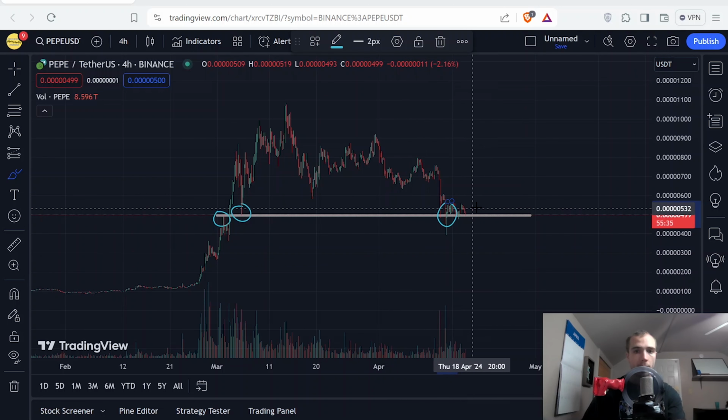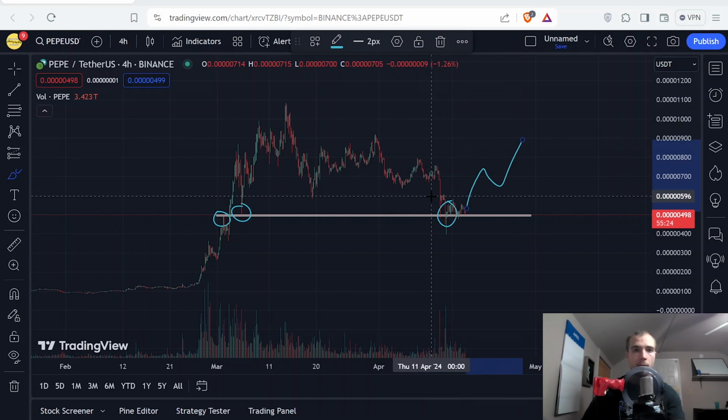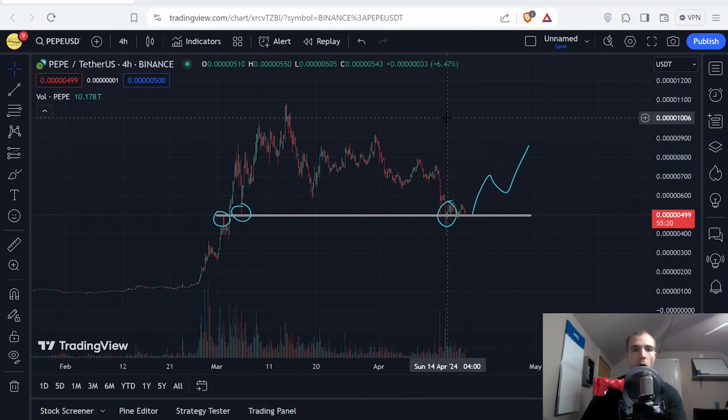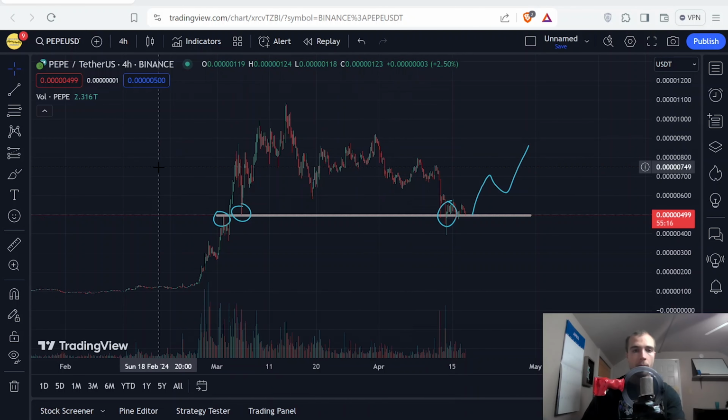A lot of people make the mistake of selling onto support and buying resistance. So here with Pepe, what we're likely going to do is bounce off the support level. So I'm watching the support level really closely here on the 4-hour with Pepe.